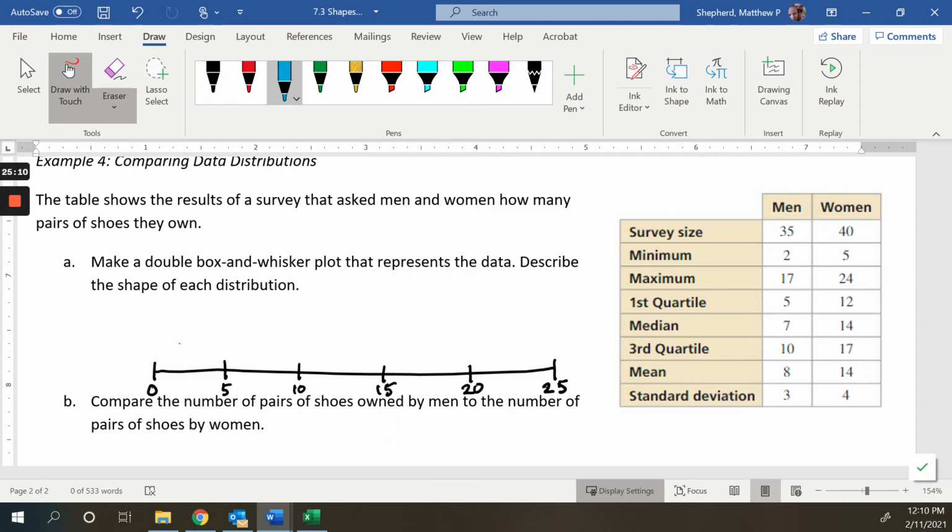We got a minimum at 2, maximum at 17, and then first quartile at 5, median at 7, third quartile at 10, and that's everything we need for the box and whisker plot. All right, and let's go ahead and label that.